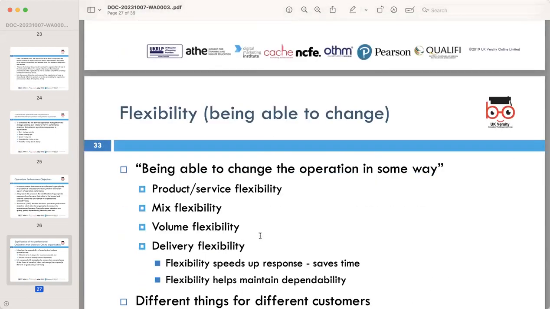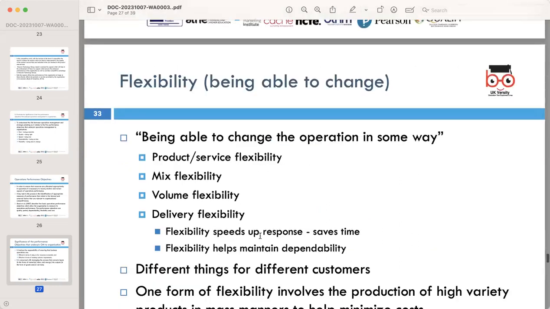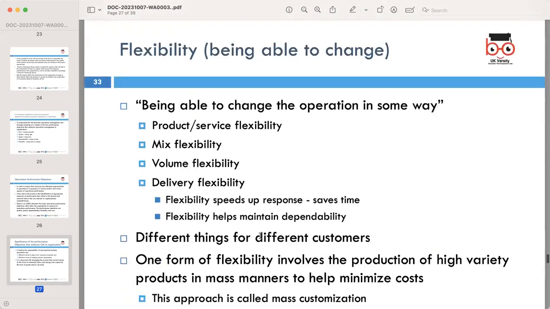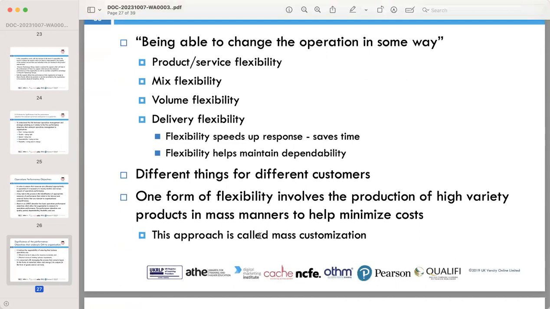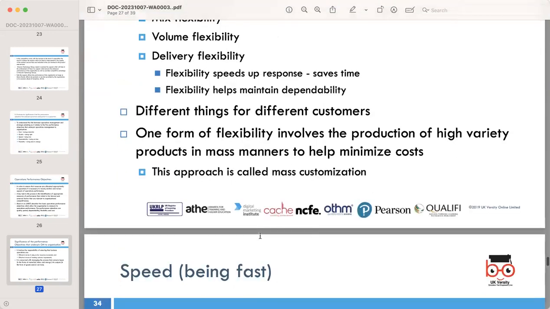We discussed flexibility, being able to change the operation in some way: product or service flexibility, mix flexibility, volume flexibility, delivery flexibility. Flexibility speeds up response, saves time, and helps maintain dependability. So different things for different customers. One form of flexibility involves the production of a high variety of products in mass volumes to help minimize costs. This approach is called mass customization.